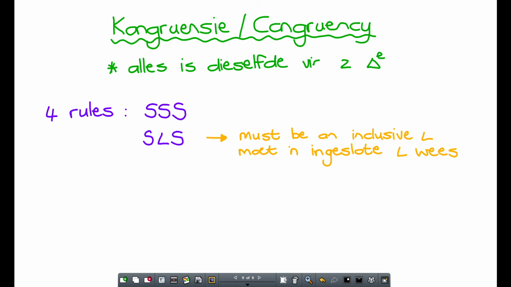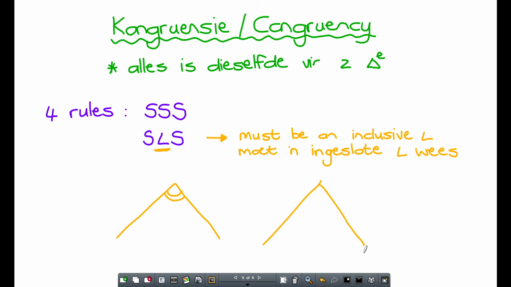Okay, nou wat op aarde beteken ingeslote? What does it mean when I say inclusive? The way that we write it gives you an indication. We say side, and then angle, side. So, sien jy daai hoekie is geskryf tussen 'n sy en 'n sy. In other words, those 2 sides must basically form the angle. Daai hoekie is ingesluit tussen die 2 sye. So as dit my sy is en daai is my sy, then it must be this angle here. Okay, inclusive angle.